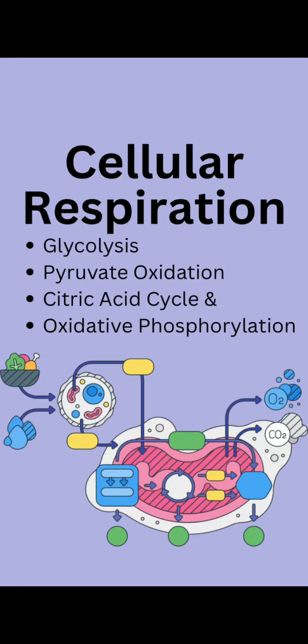Hey guys, so in this video we're going to walk through the process of cellular respiration. We're going to talk about how glucose makes ATP, and we're going to follow every single major step, tracking our carbons and keeping an eye on how much ATP is actually made. So if we take it one step at a time, we're going to be able to see how everything fits together.